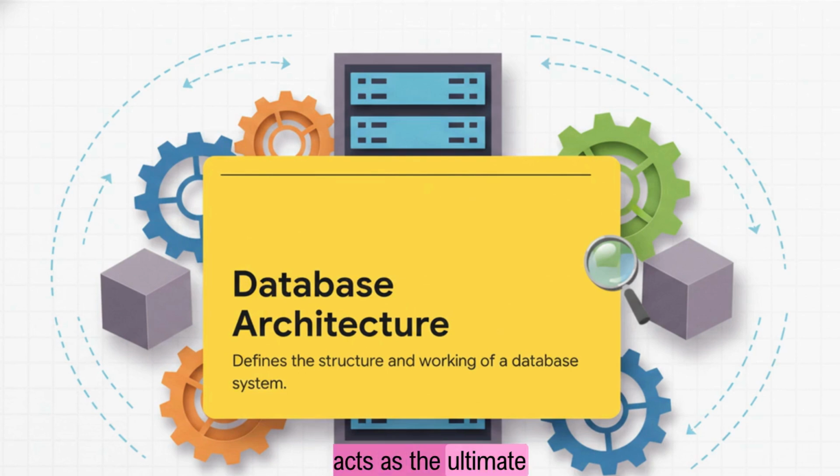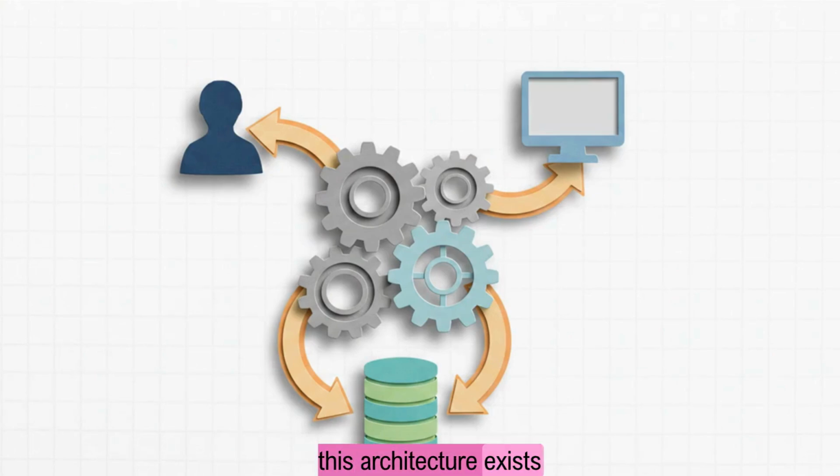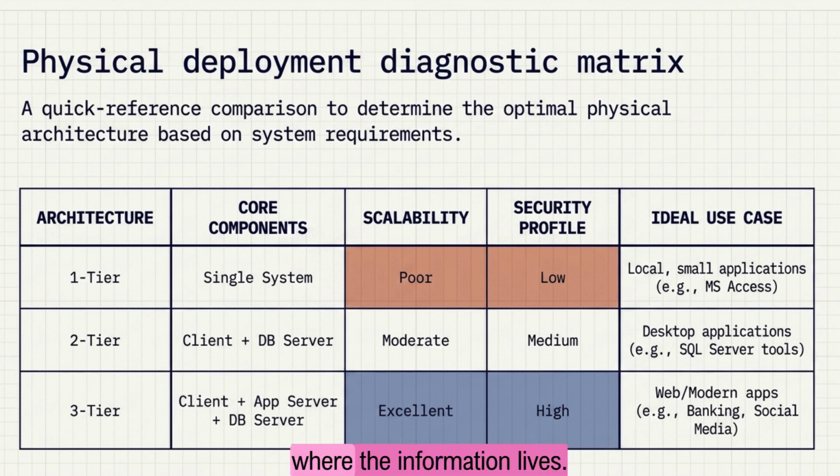It acts as the ultimate traffic cop, making sure data flows exactly where it needs to go, exactly when it needs to be there. Simply put, this architecture exists to seamlessly manage the constant chatter between 3 main players: the users who actually need the data, the applications those users are tapping away on, and the database itself where the information lives. Every single architectural model we're going to look at today is really just a different, increasingly clever way of connecting those 3 dots.